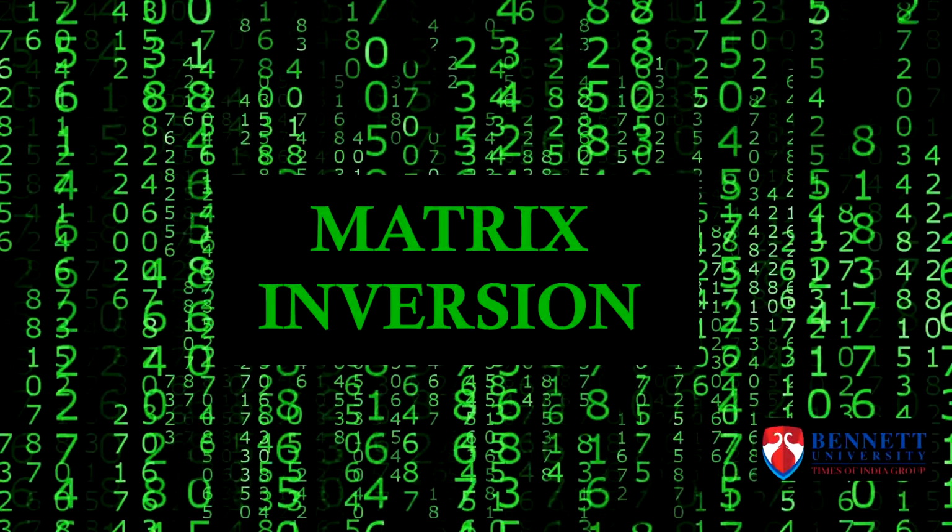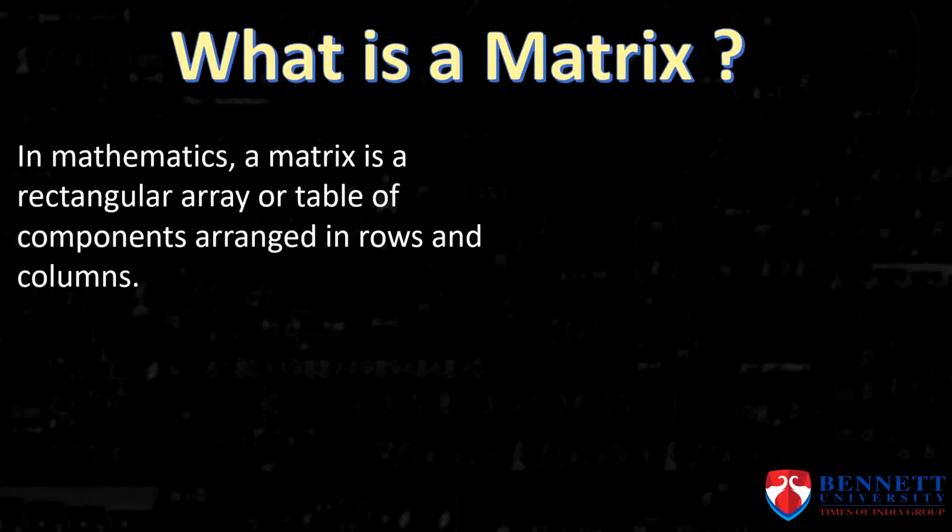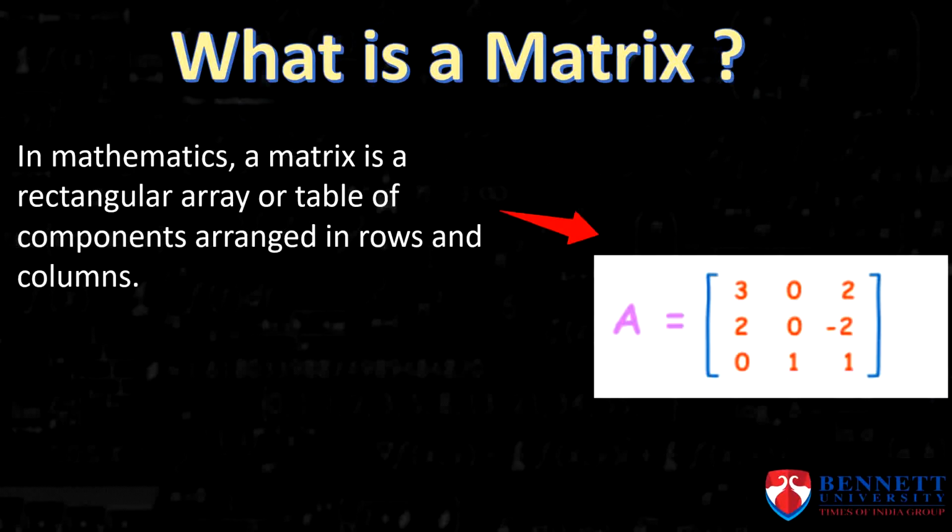So today we are going to talk about matrix inversion. Starting with what is a matrix, just a general idea. In mathematics, a matrix is a rectangular array or table of numbers, symbols or expressions arranged in rows and columns. For example, the matrix shown here is of 3 by 3 size. That means it has 3 rows and 3 columns.